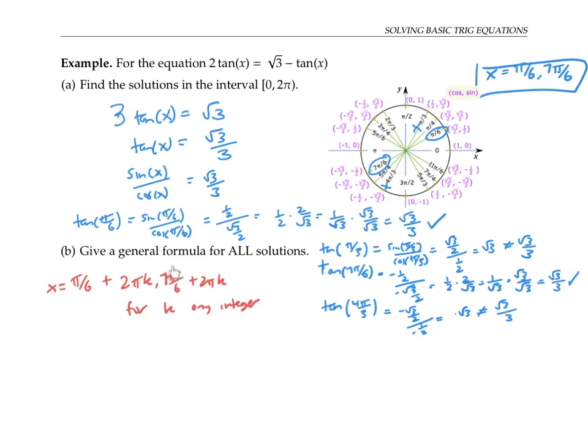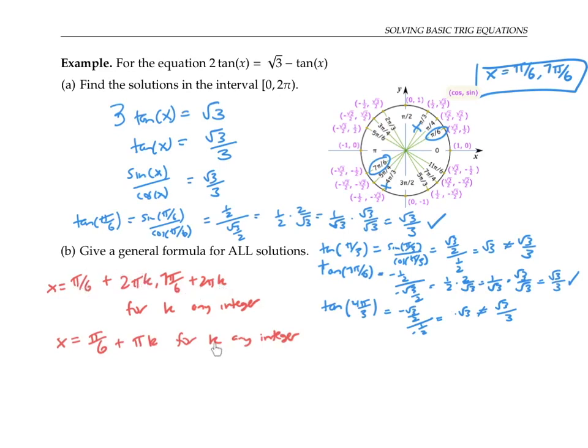Notice that 7 pi over 6 over here on the unit circle is exactly pi more than pi over 6. So instead of taking both of these and adding multiples of 2 pi to them, I could get all the same answers by just taking one of them and adding multiples of pi to it. So a more efficient answer is to say that x equals pi over 6 plus pi times k for k any integer. This will still capture all the same solutions, because when k is even, I'll get this family of solutions, and when k is odd, I'll get this family.